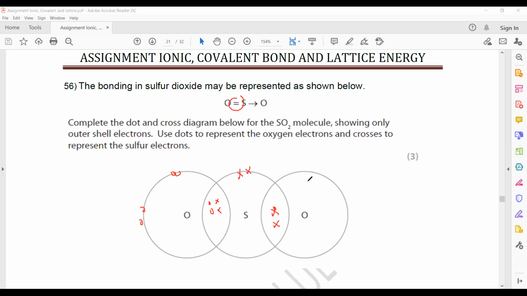a pair of electrons. So both oxygens are stable, but what about sulfur? 1, 2, 3, 4, 5, 6, 7, 8. So sulfur is also stable. So this is how we represent it: one of them is a dative bond, another one is a double covalent bond. Is this structure clear? Structure of sulfur dioxide.